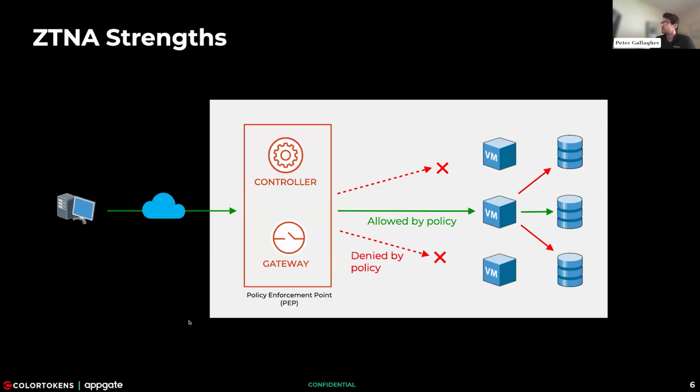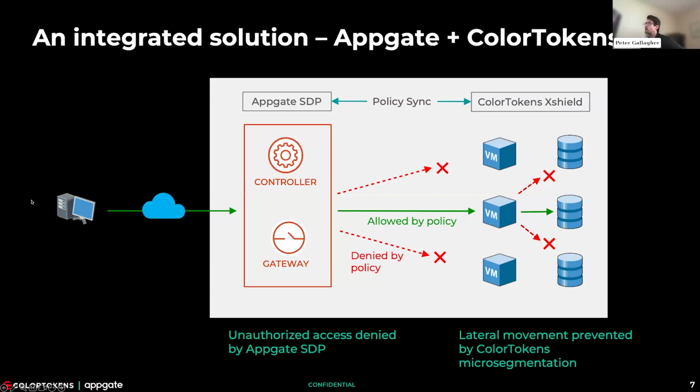What you see here is that concept broken out into a diagram, where we have our virtual machine that we do have access to, and some other virtual machines that we don't have access to. Then this brings me to the next slide, where we show these two solutions together and introduce that policy sync, where the metadata that ColorTokens uses to define policy is now also used in Appgate to define policy too.